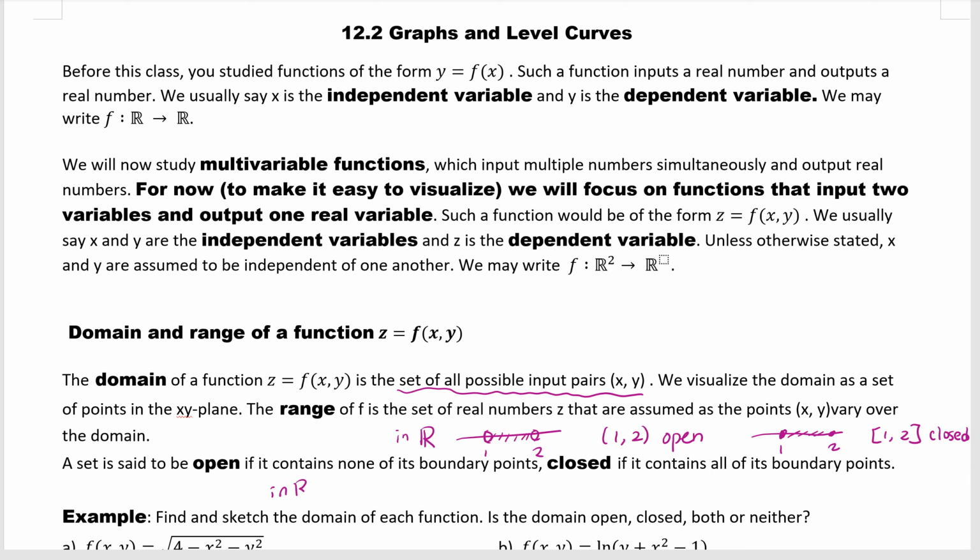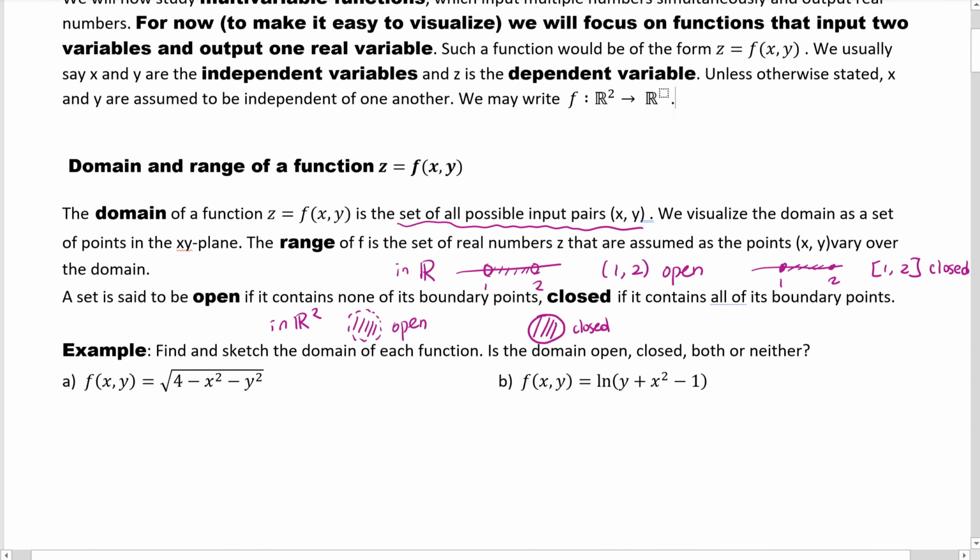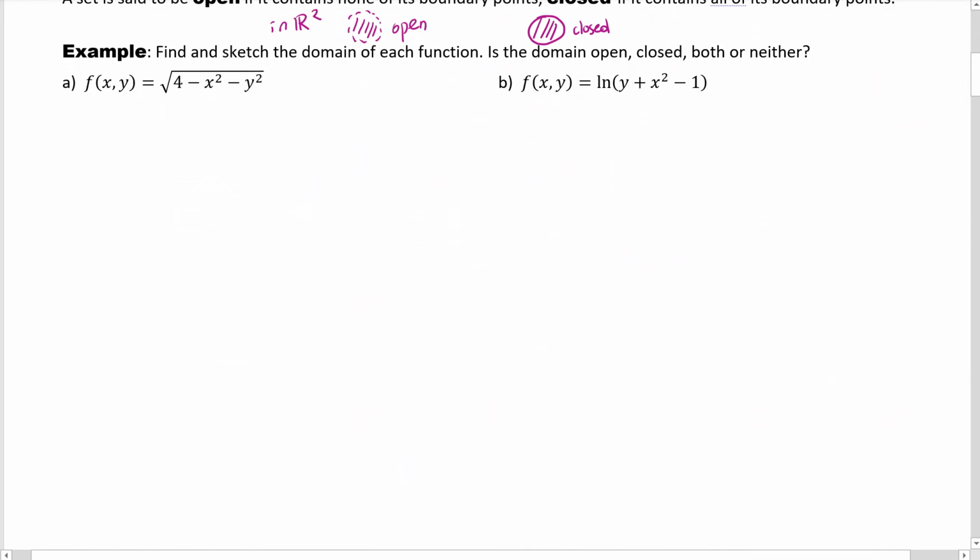How about in R2? Well, in R2, an open region looks like this. We use a dashed line to denote the boundary is not included, and we use a solid line to denote the boundary is included. So this one is open, and this one is closed. So far, so good, everybody? Okay, look at the example. Find and sketch the domain of each function. Is the domain open, closed, both, or neither?